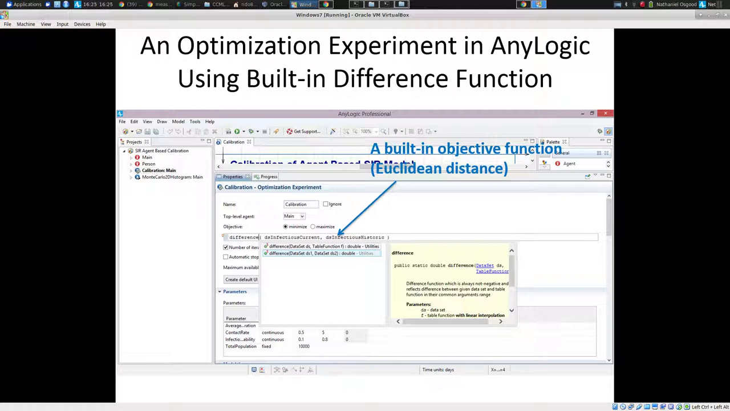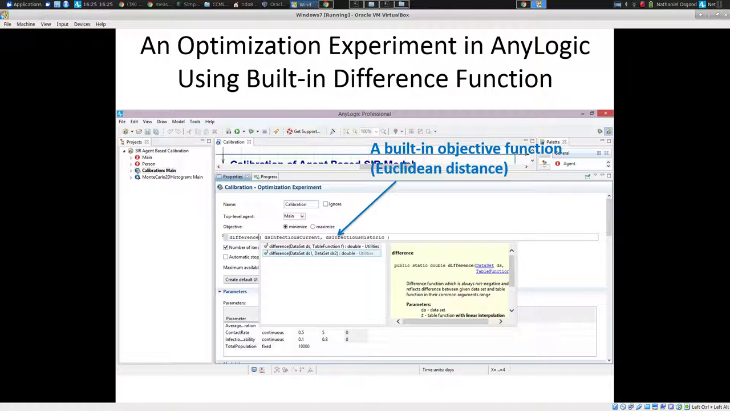Here's this difference function in AnyLogic that allows you to take a difference between two data sets, or a data set and table function. Generally, we have a data set which has the historic data on the one hand and a data set which has the data from the model on the other. In the experiment, we set the objective function to minimize this difference between the model's predictions and what's observed.